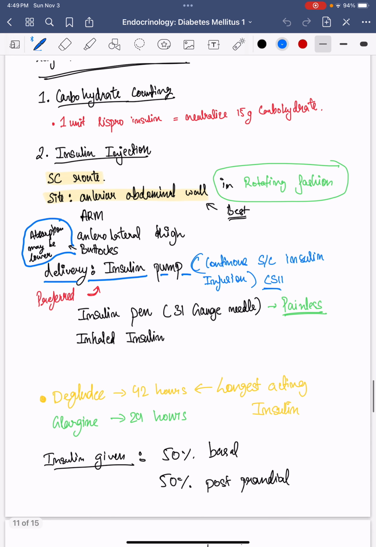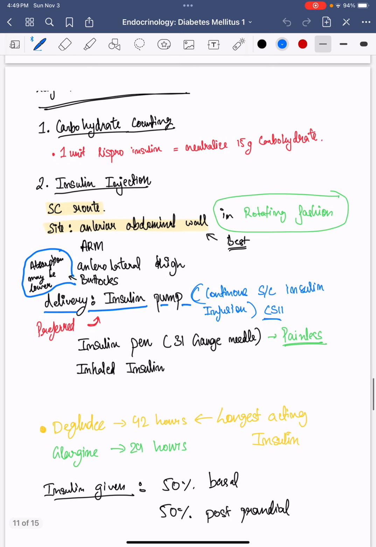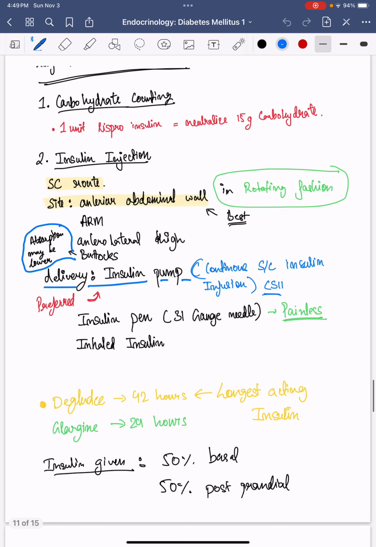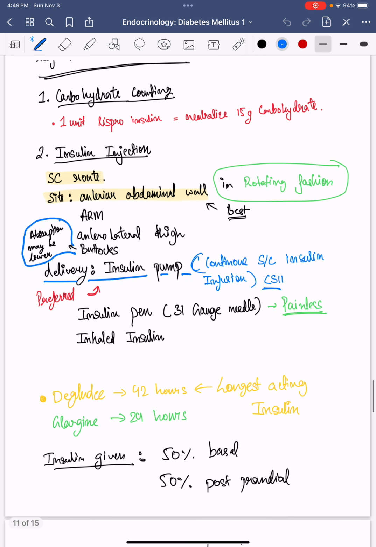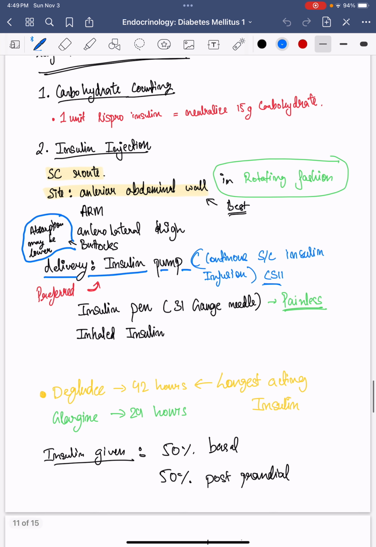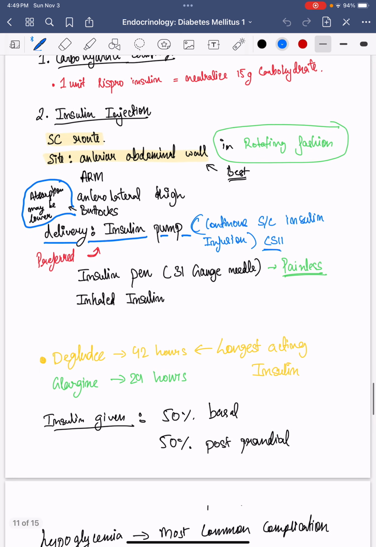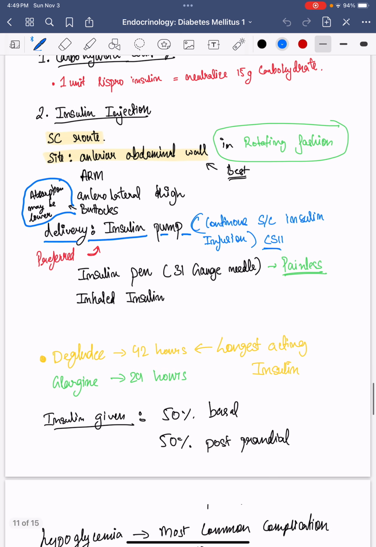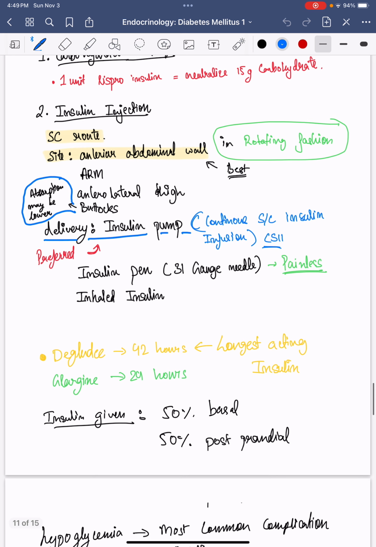For the long term management of diabetes mellitus type 1, you should do carbohydrate counting. If you give 1 unit of lispro insulin to a patient, it will be able to neutralize 15 grams of carbohydrate. The second thing is you should give insulin injection via the subcutaneous route, and the best site is the anterior abdominal wall, and it should be given in a rotating fashion. The other sites can also be arm, anterolateral thigh, or buttocks, but the best is anterior abdominal wall.